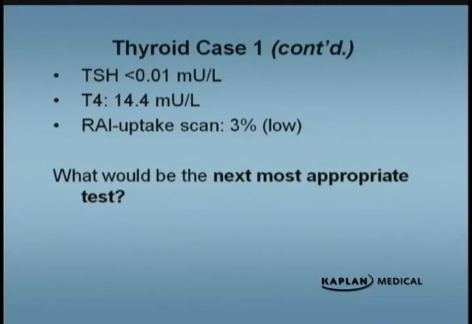This is elevated. The upper limit of normal for the free T4 is usually anywhere from 5 to 7, so this is elevated here. The TSH is low, less than 0.1. This is elevated right here, the free T4. And your radioactive iodine uptake scan is low. 3% is low. So what would be the next most appropriate test if you wanted to confirm the diagnosis?